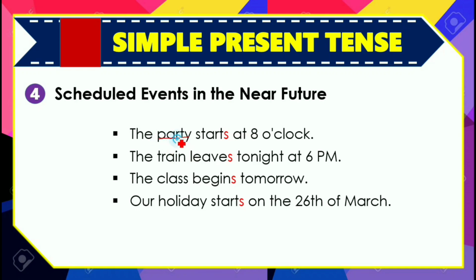We have singular subjects: party, train, class. Class is a collective noun, and in this sentence, it is considered a singular subject. Holiday is singular also, so that means that we have added an s to all of our verbs here, like starts, leaves, begins, and starts.